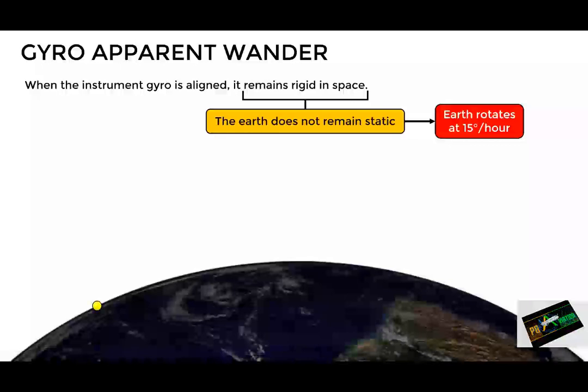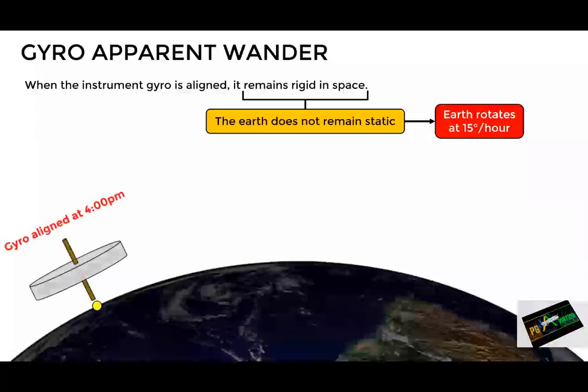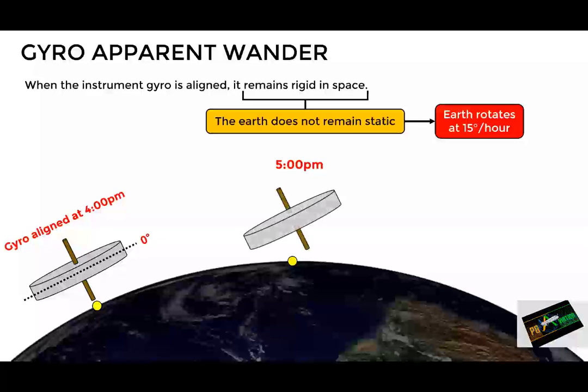Let's say we are at the equator, in this yellow point, and we turn on the instrument at 4 p.m. This way, the plane of rotation of the gyro is aligned parallel to the horizon. Now, past 1 hour, at 5 p.m., the Earth will have rotated 15 degrees, while the gyro remains rigid in space in its original position.